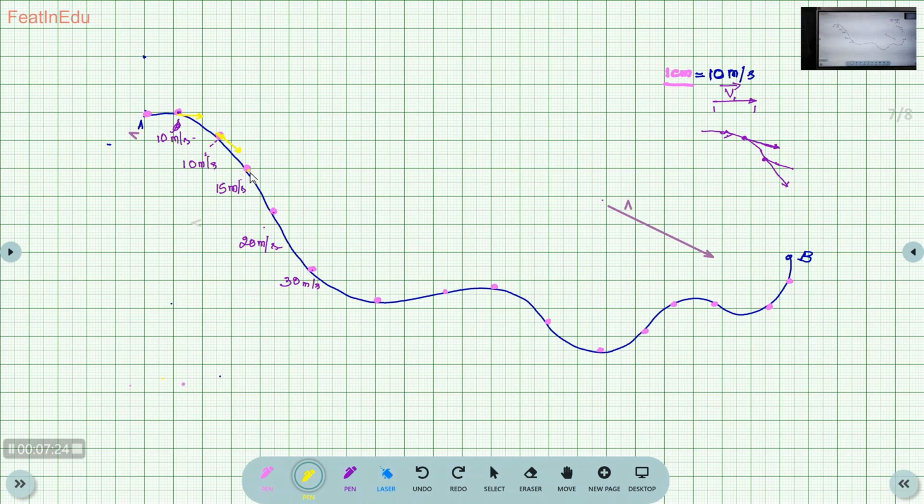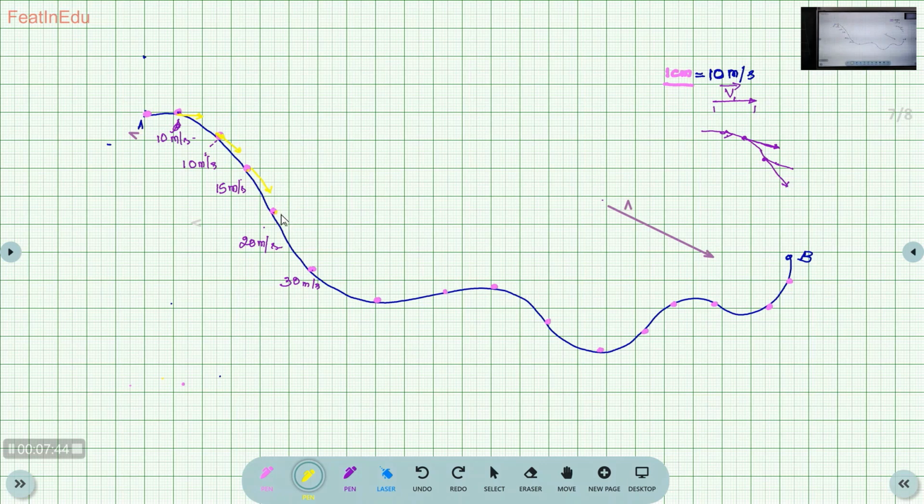At 15 meters per second, 1.5 centimeter. That is 1.5 centimeter length. So draw a line 1.5 centimeters, tangential to the curve. Okay?